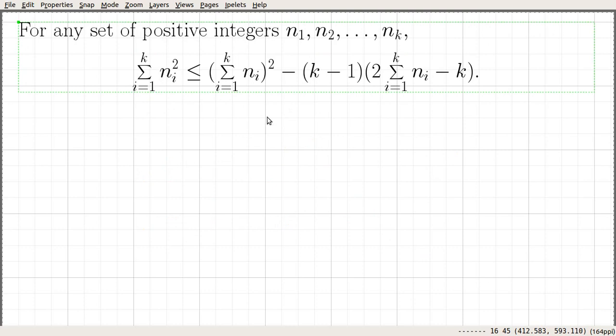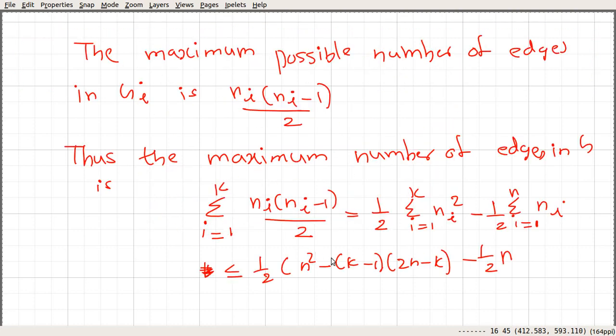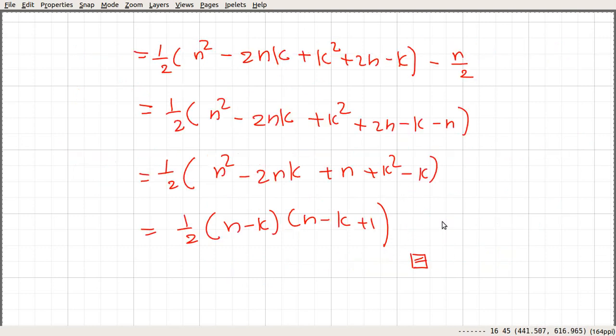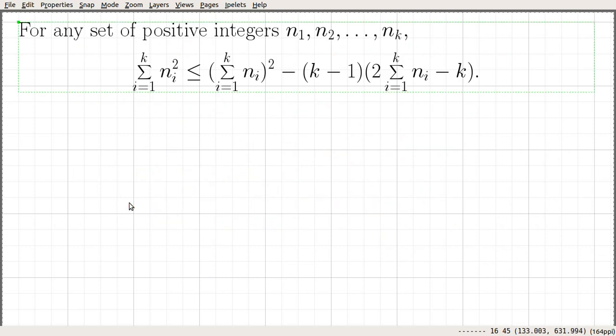Okay, so this inequality is a generalized version. We use this particular inequality to prove our theorem, right? So in this step I think we use that inequality. We replace the sum from i equal to 1 to k of ni squared by this inequality. Okay, so let's prove this inequality.